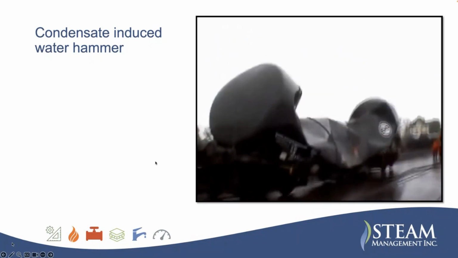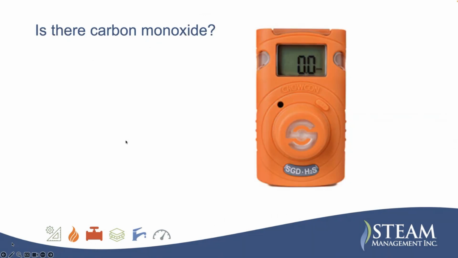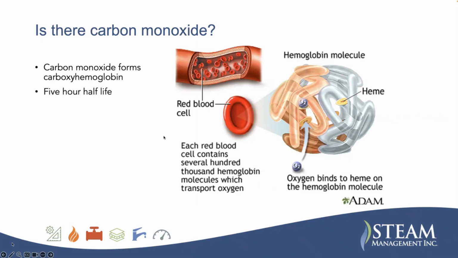But anyway, it's scary. Is there carbon monoxide in the boiler room? Carbon monoxide is very dangerous. What happens is carbon monoxide displaces the oxygen in your blood's hemoglobin, and it forms what's called carboxyhemoglobin. And the troubling part of it is that it has a 5-hour half-life.